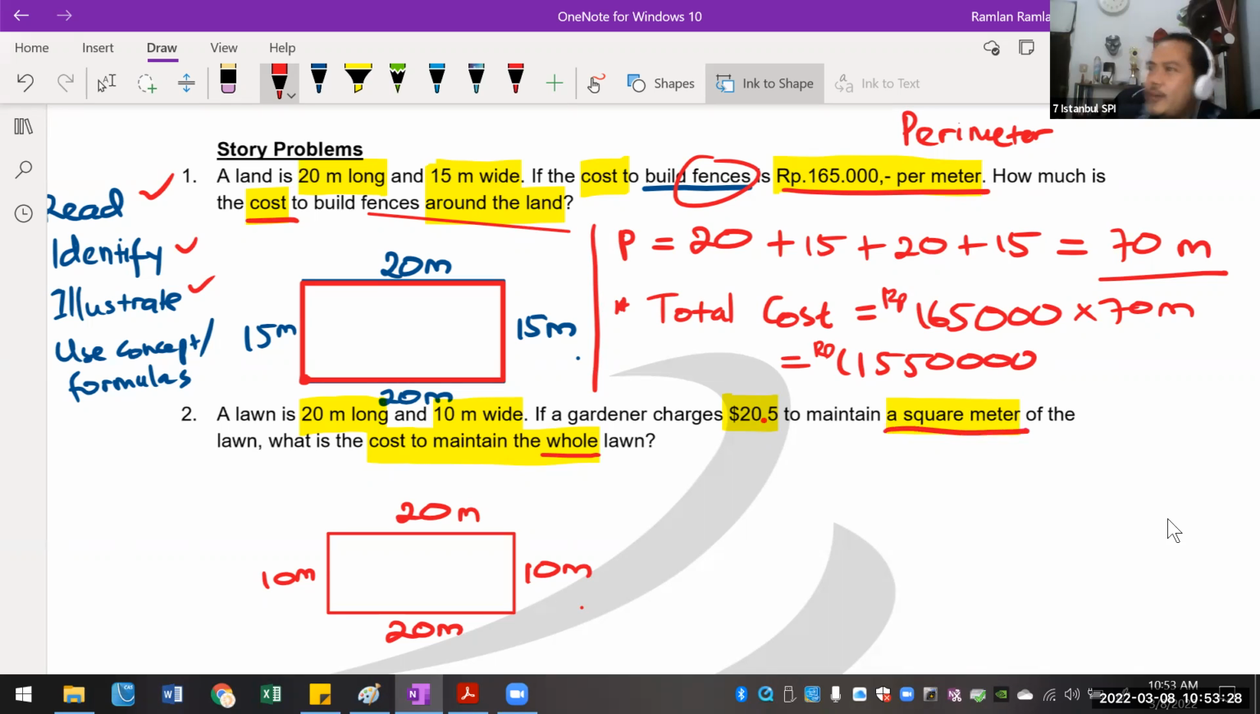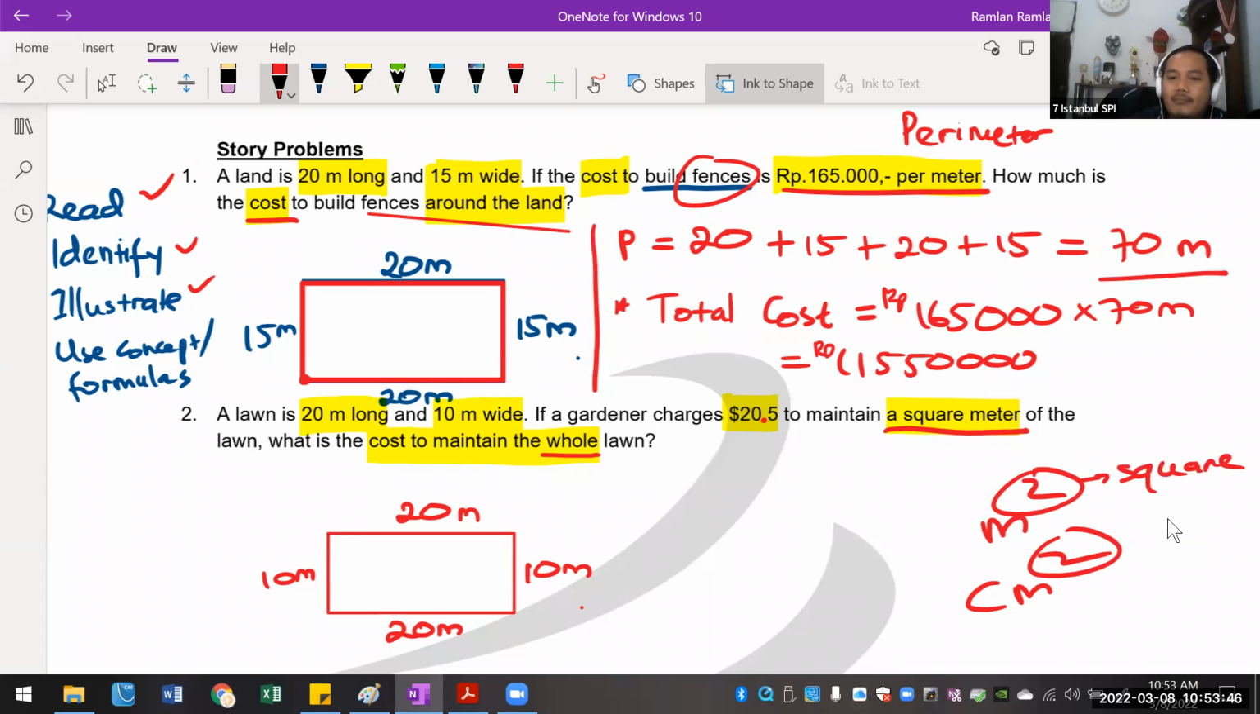If I go back, guys, when we're talking about area, you will get a unit like this, right? This reads square. If I have M pangkat 2, ini kan bacanya M square. This is centimeter square. So we're talking about square, which means that we're going to use the concept of area to answer this question. Okay, so let's write that down again.